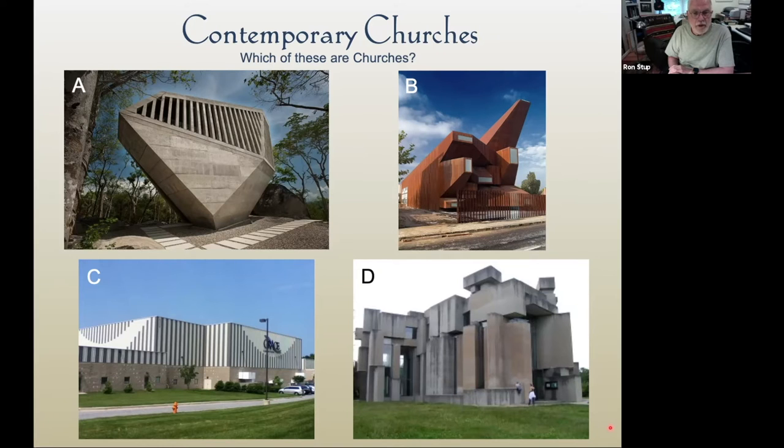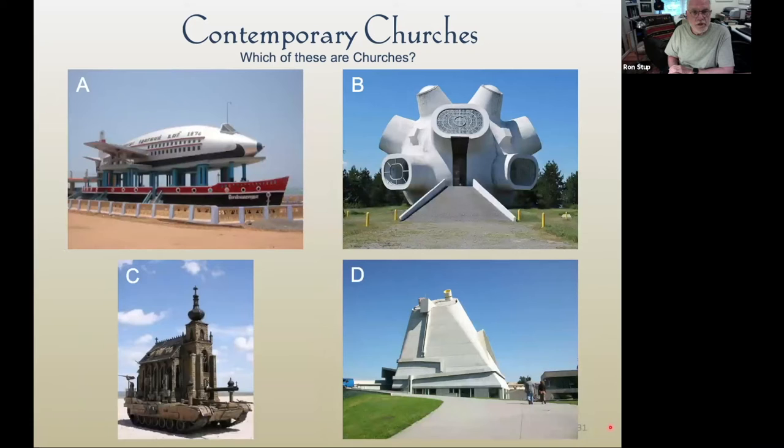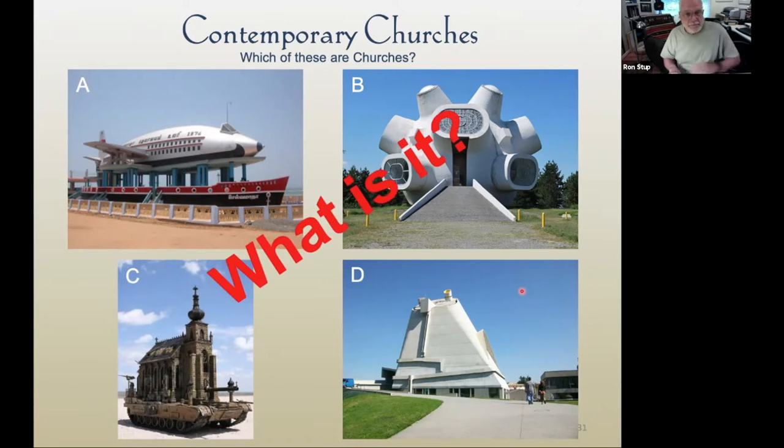None of them, in my mind, look like a church or have a churchness to them. So what is it? Well, they're Christian churches. And the same here. Which one of these are churches? The answer is they're all churches. And since the last time I did this presentation, I found this one down here, which I think is an onion dome with a cross on top of a tank. That's a church. Anyway, pretty crazy. What is it? Contemporary churches. And in a way, it's sad to see us get away from what a church is and can be.